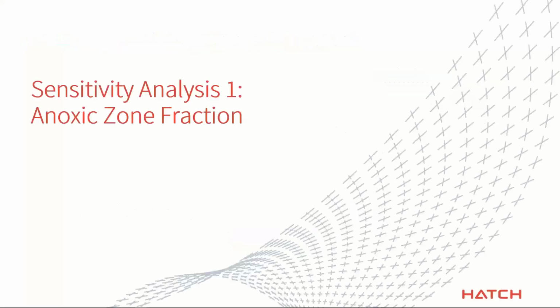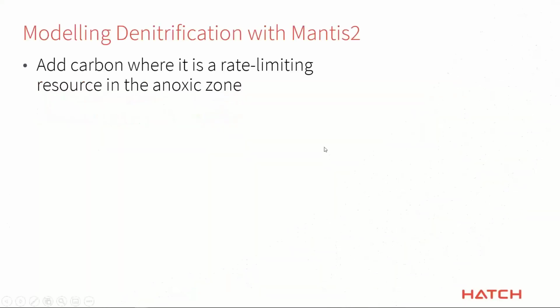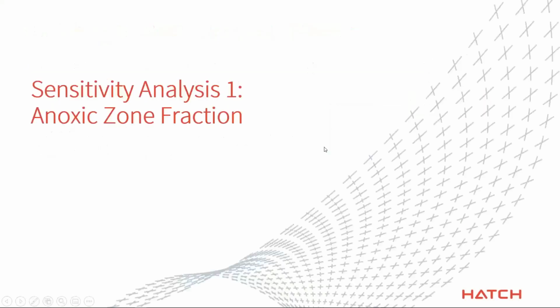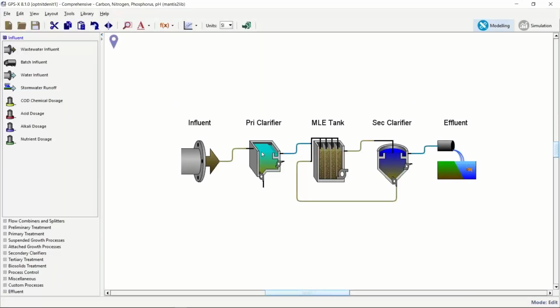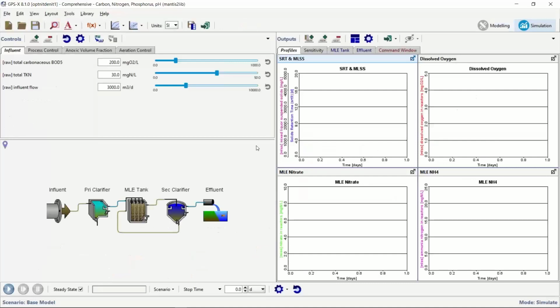Okay, so let's start out by doing our first sensitivity analysis on the anoxic zone fraction. Okay, so this is our regular GPSX. This is version 8.1 if you haven't had a chance to see it yet. I'm going to go over to where I have a number of things set up here.